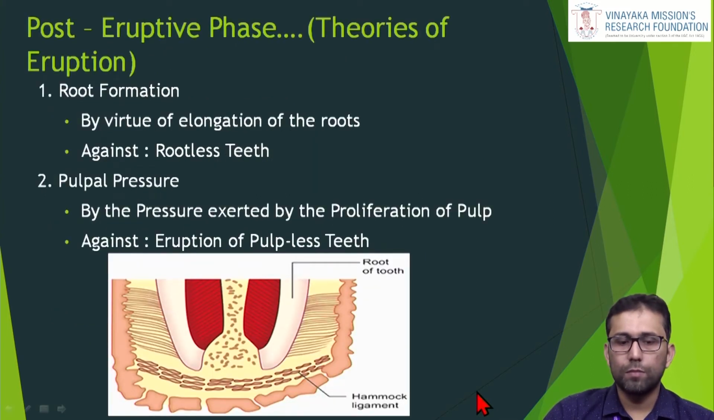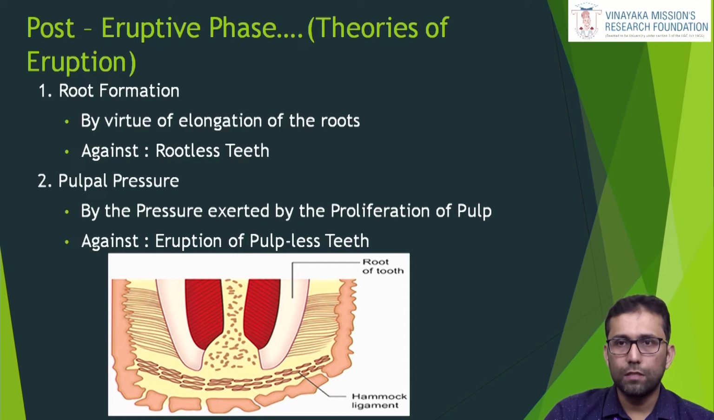Now in the post-eruptive phase, that is, the tooth is moving from the bony crypt into the oral cavity, there are theories of eruption which come under it. There are many theories. I have included 5 theories which are more important. The first theory I would deal with is the root formation theory. The root formation theory is very simple: it is initiated by the formation of the root, and as the elongation of the root happens, the tooth starts erupting.